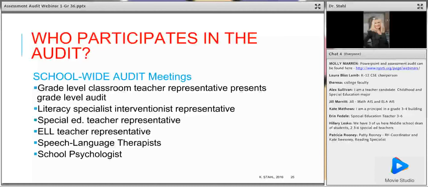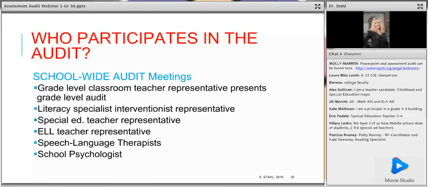So who participates in the school-wide audit meeting? Well, we would have a grade level representative from each grade level. We would have a literacy specialist or interventionist representative. You don't need every single literacy specialist at that meeting, one. Okay, we want to have every voice represented, but we also want to get something done, all right? We don't want 30 people. If you have 30 people at your school-wide meeting, that is going to extend this process. So we want to have one representative from each of these teams who can represent what that team said and verbalized.